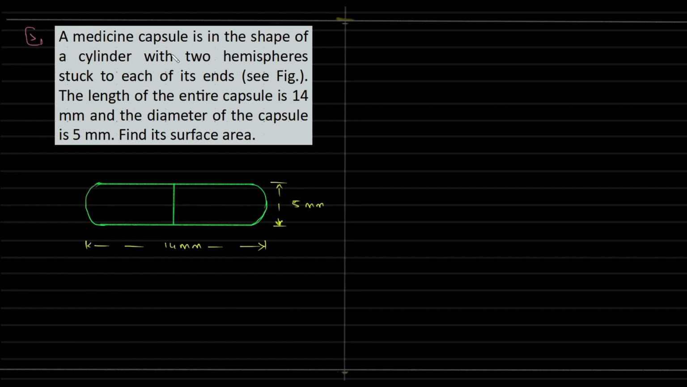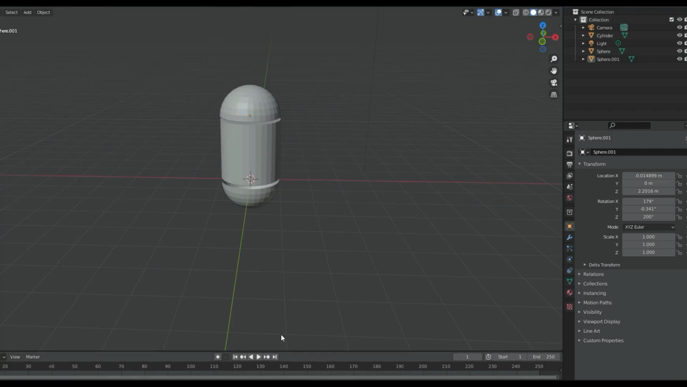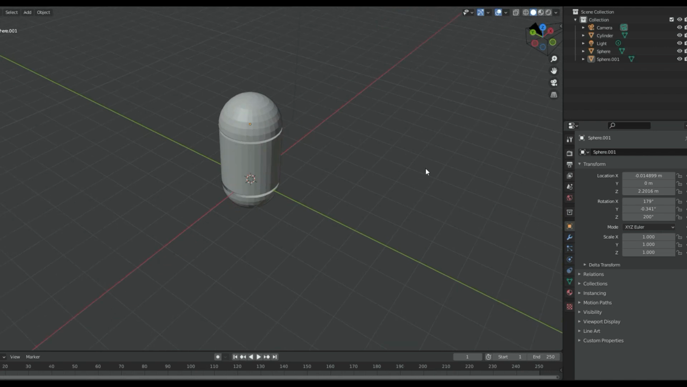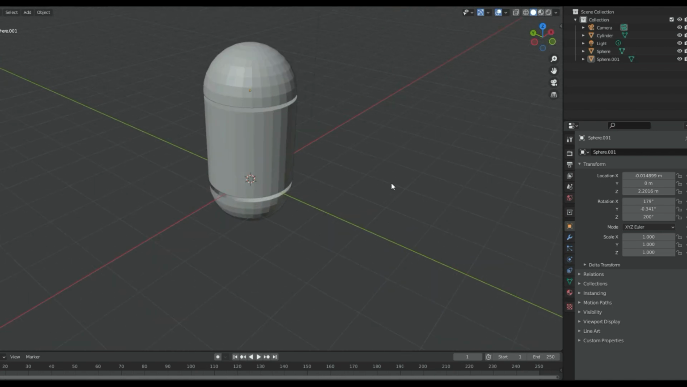A medical capsule is in the shape of a cylinder with two hemispheres stuck to each of its ends. I'm sure you have seen it. What they're talking about, capsule and things. But I'll also show it to you. So we have a cylinder, two hemispheres stuck at the ends, right? So this is your basic structure of a capsule, is it not?